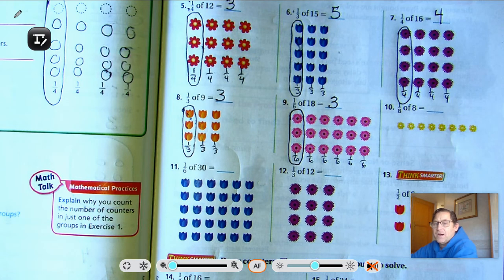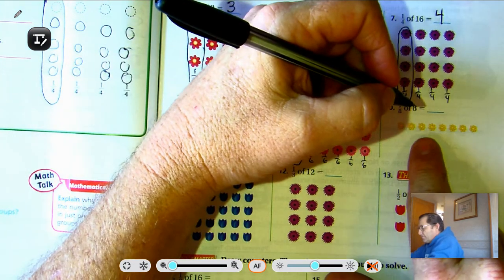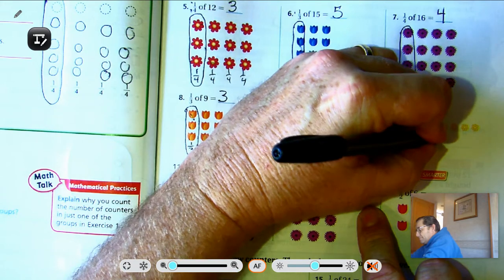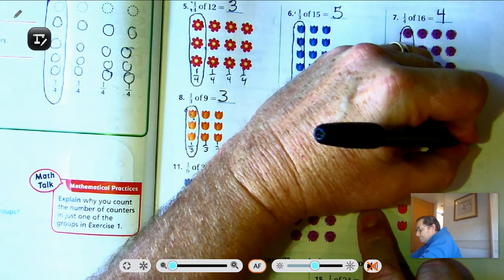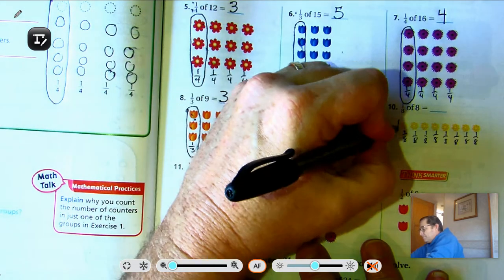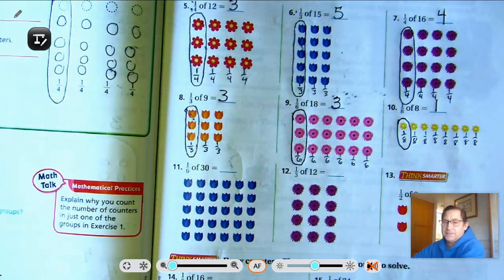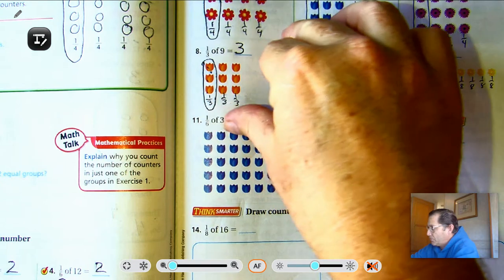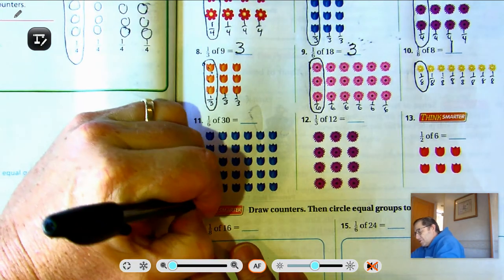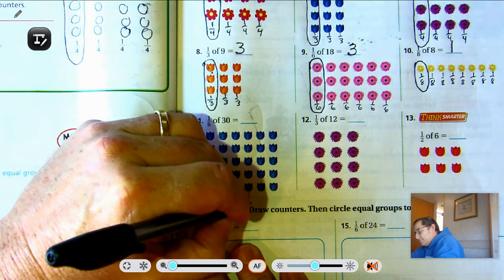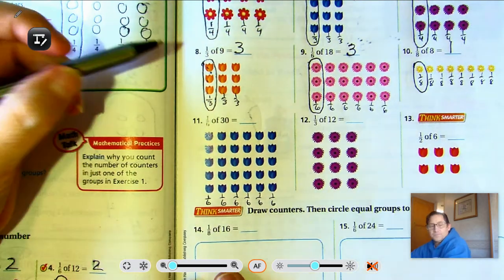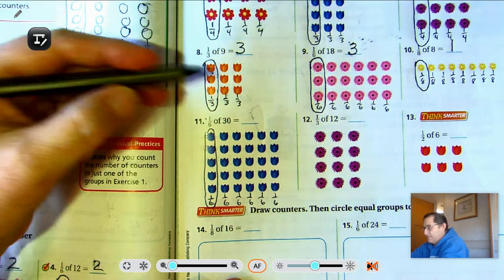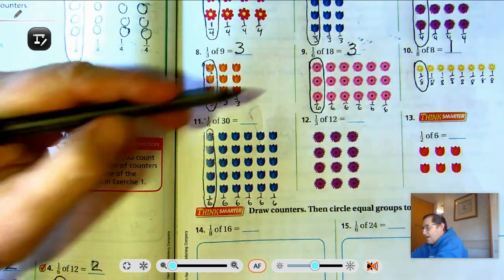1/8 of 8. 1, 2, 3, 4, 5, 6, 7, 8. All right, so each one is 1/8, and we want one of them. So 1/8 of 8 is 1. 1/6 of 30. 1, 2, 3, 4, 5, 6. Each column is 1/6 of the total, and we need to circle one equal group because the numerator says 1. So how many is in each group? 5.